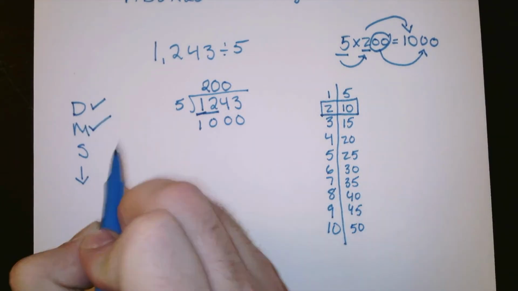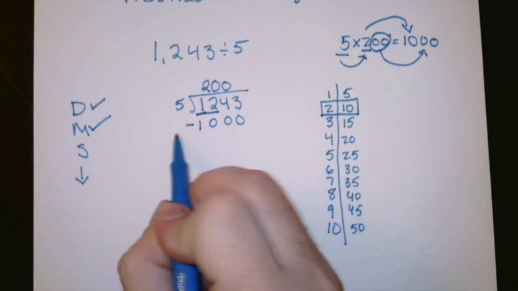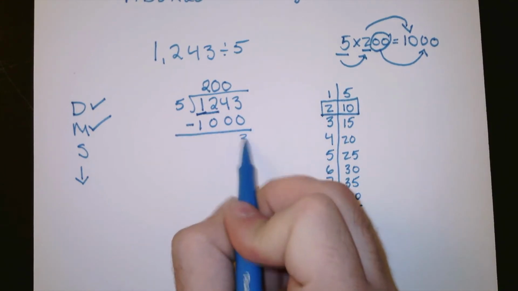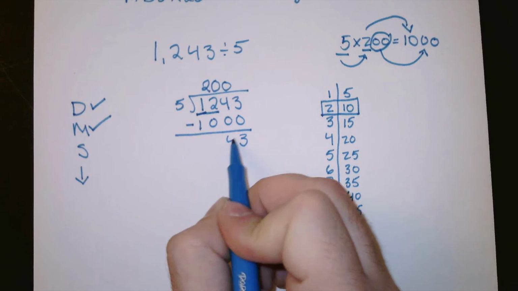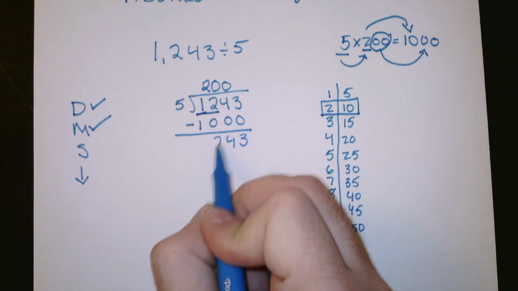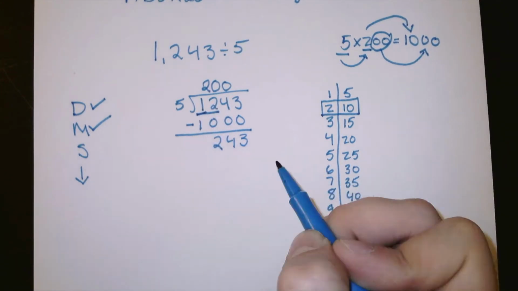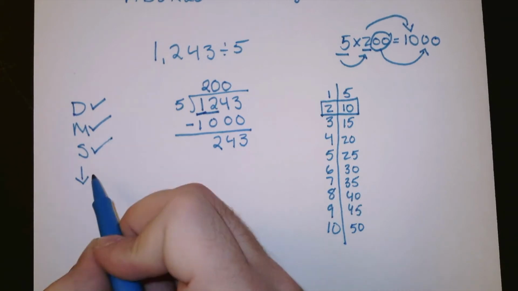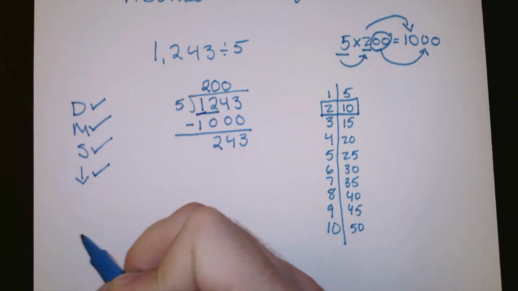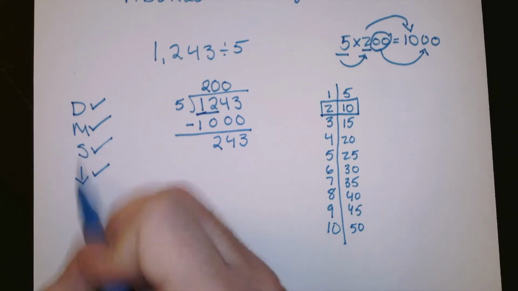Great. Now we're left with subtract. So I'm going to subtract here. 3 minus 0 is 3. 4 minus 0 is 4. 2 minus 0 is 2. And 1 minus 1 is 0. So I'm done here. So subtract. In this version of division, subtract and bring down are the same step. Long division is where these are two separate steps.